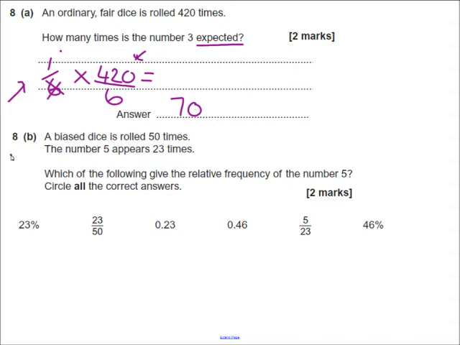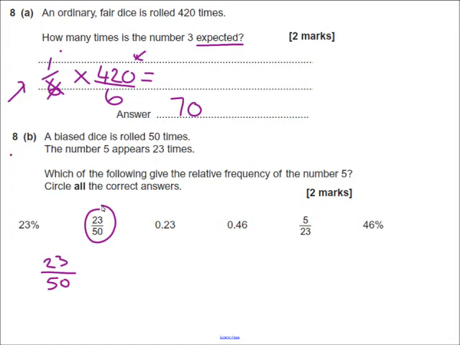Question 8b. A biased dice is rolled 50 times. The number 5 appears 23 times. Which of the following give the correct relative frequency of the number 5? Circle all the correct answers. Well, we have 23 times that we saw the number 5 out of 50 rolls. So the relative frequency is the number of times we actually see something divided by the total number of times we do the rolling of the dice. So 23 over 50 is our first answer.